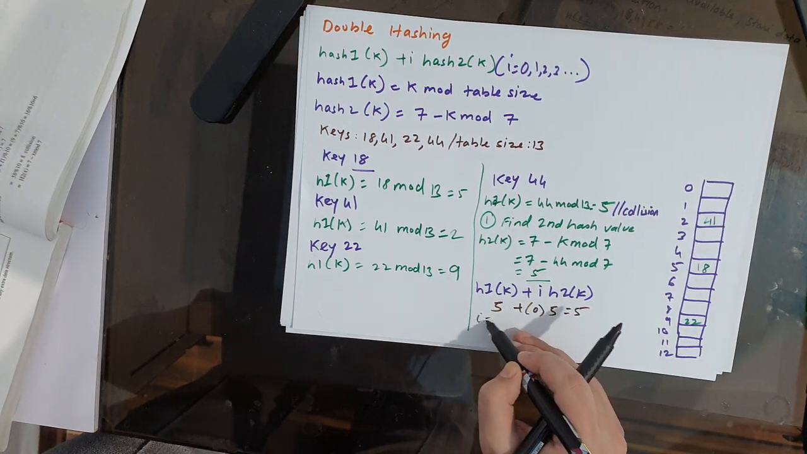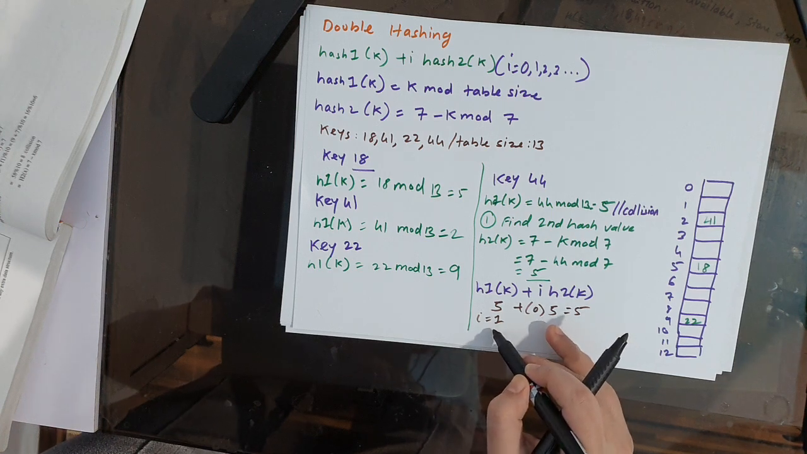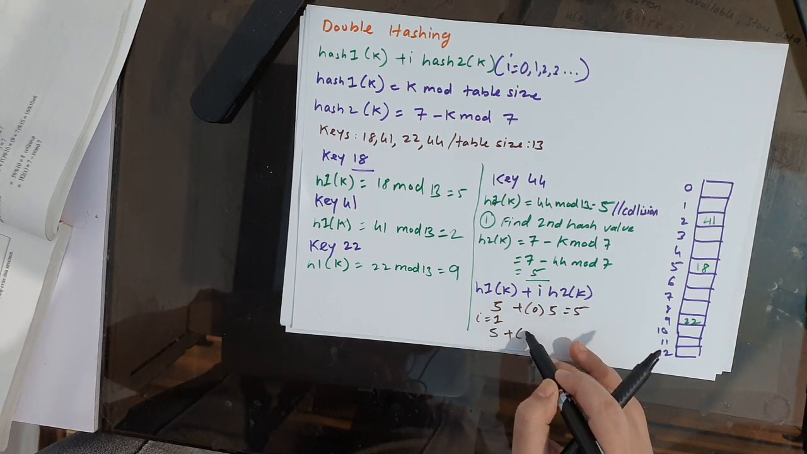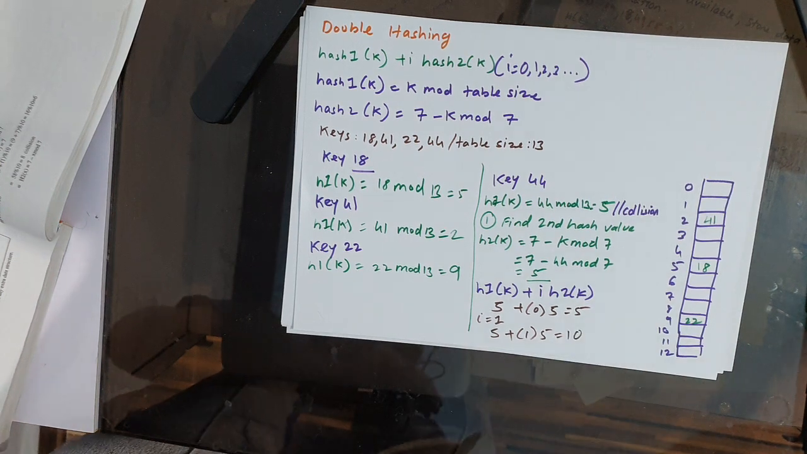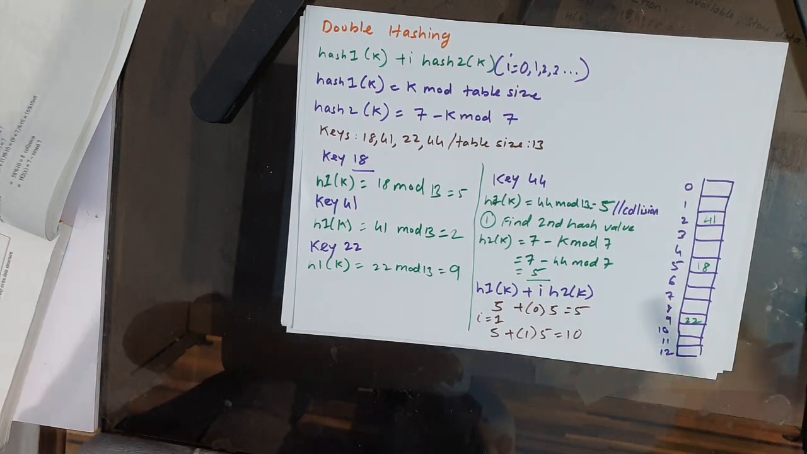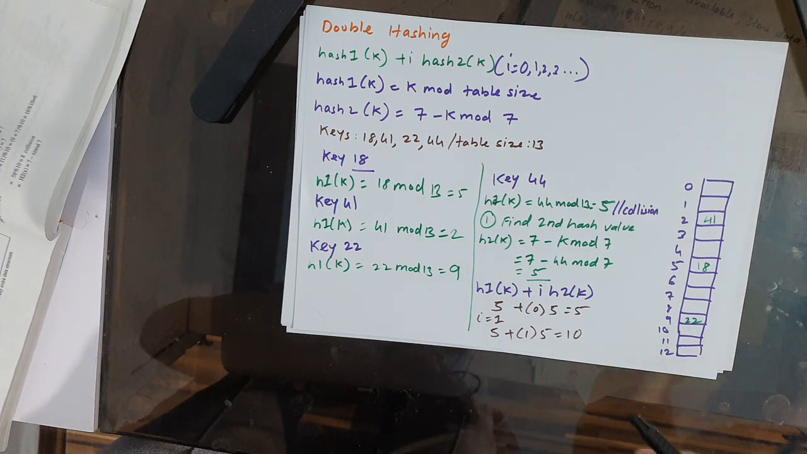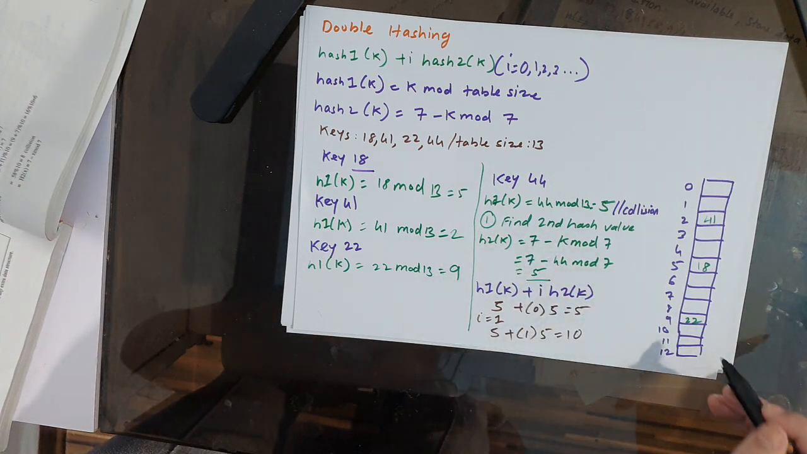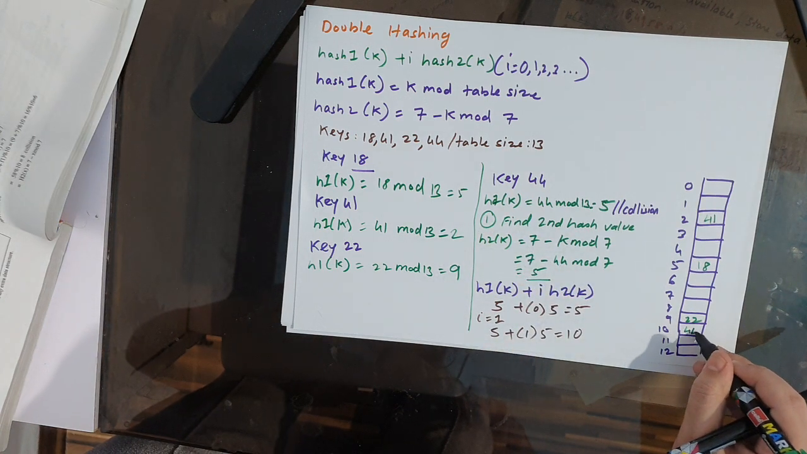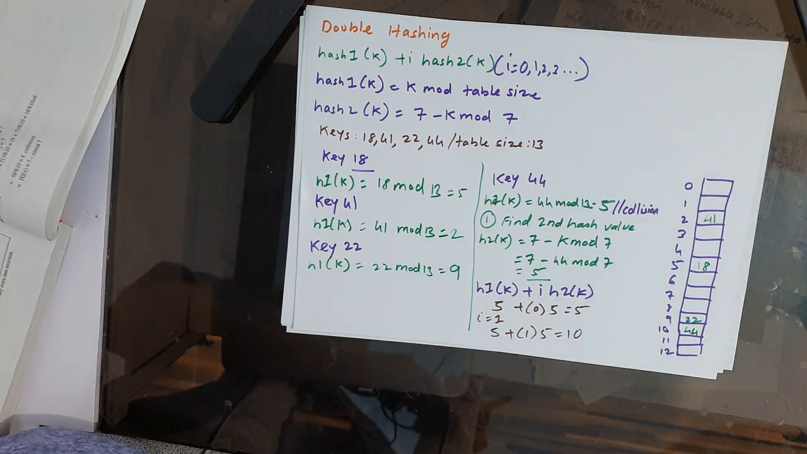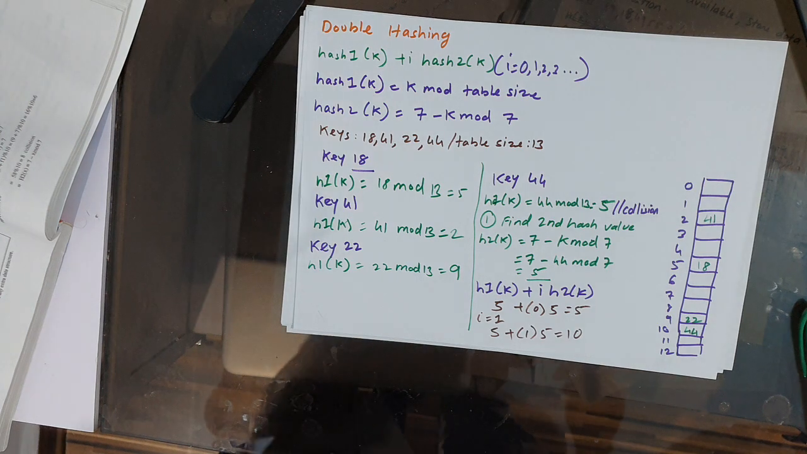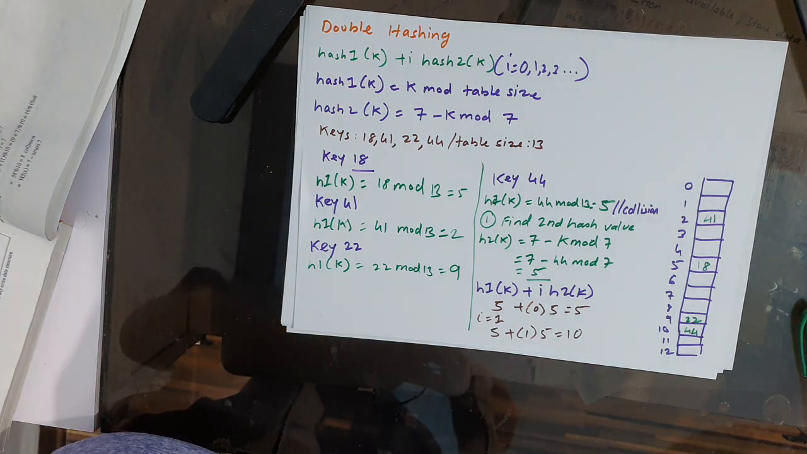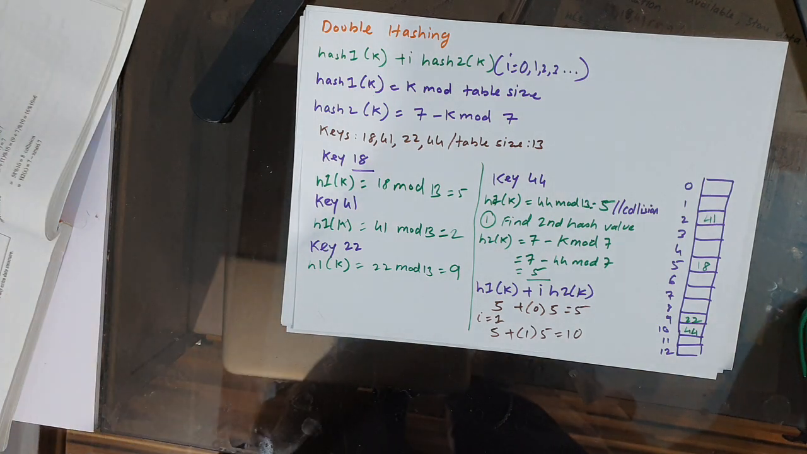Now we'll consider i as 1. So let's again substitute the values: 5 plus 1 times 5. The answer that we get is 10. Is 10 available? Yes, 10 is available. So 44 will go inside location 10. And that's it. We are done with allocating all the keys. And that's how we are supposed to do double hashing.